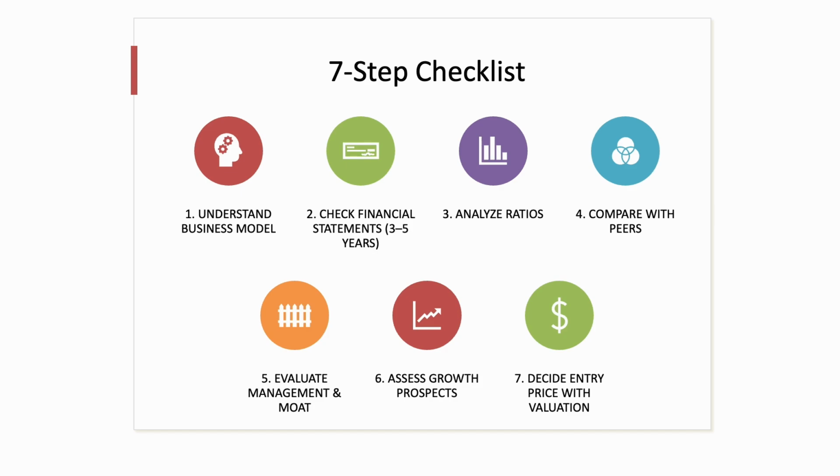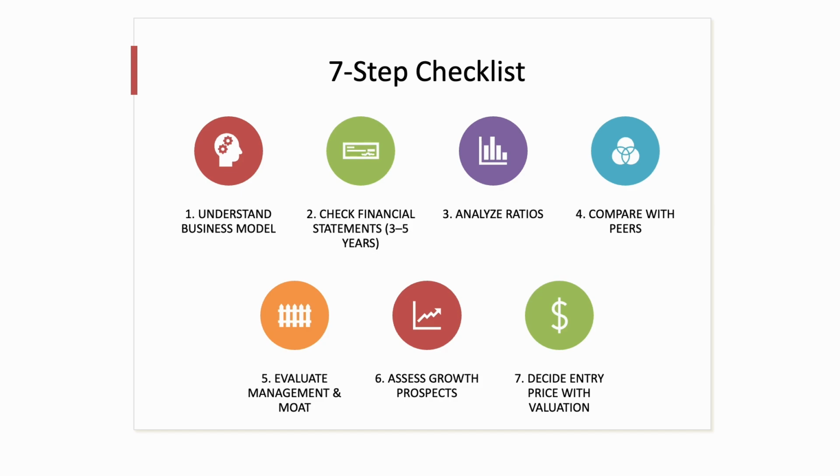So here's the full 7-step checklist. Again, understand the business model, study the financial statements, check key ratios, do a peer comparison, evaluate management quality, assess growth prospects, and decide on valuation and entry point. If you practice this process step by step for every stock you analyze, you will filter out the noise, avoid emotional decisions, and build a portfolio of fundamentally strong companies. Remember, investing is not about finding shortcuts. It's about having a structured process and sticking to it.